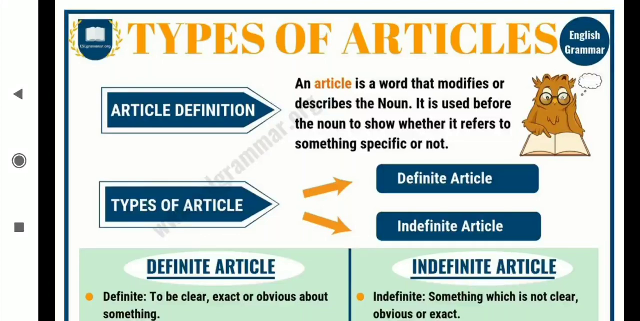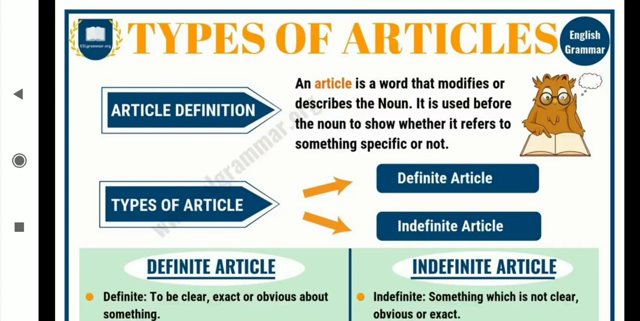Types of article. There are two categories of articles, that is the definite article and the indefinite article. Definite means which is clear, exact or obvious about something, and indefinite means something which is not clear, obvious or exact. Whenever we are using a definite article, we know that it is special, it is particular, it is singular, means it is one only. And indefinite means we are not understanding, is it common, for what thing we have used that, we are not getting a clear idea about it. That's why it is called the indefinite article.